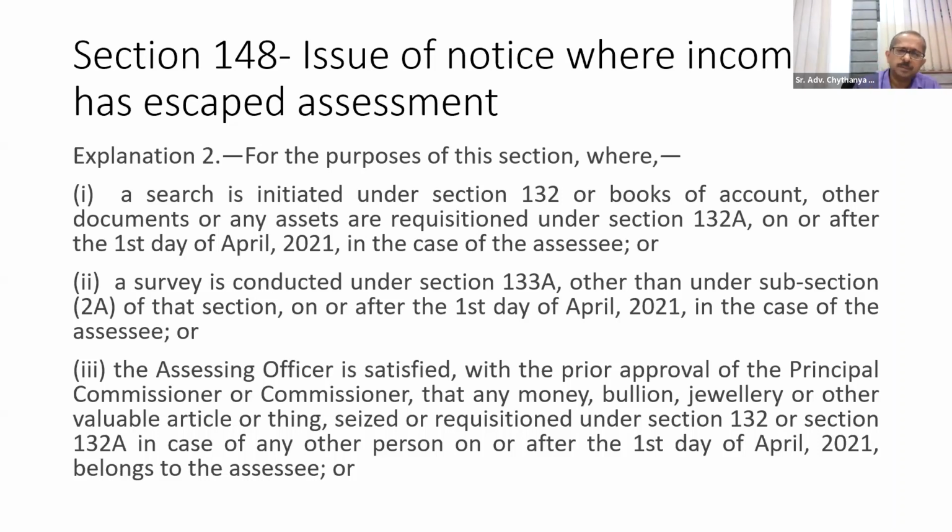If a search has taken place or a requisition has taken place in your case, then the fiction operates. There is a deemed ISC. If a survey takes place, except the TDS survey, there is a deemed ISC. If a survey takes place in somebody else's premises, and assets found are found to be belonging to you, then in your case, there is a deemed ISC.